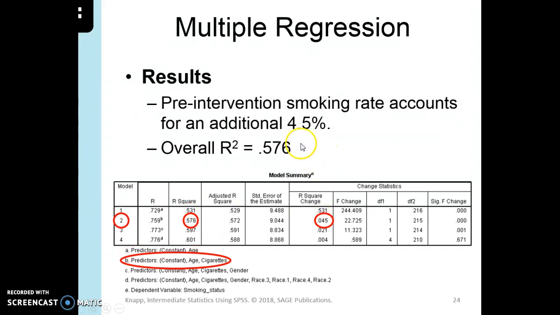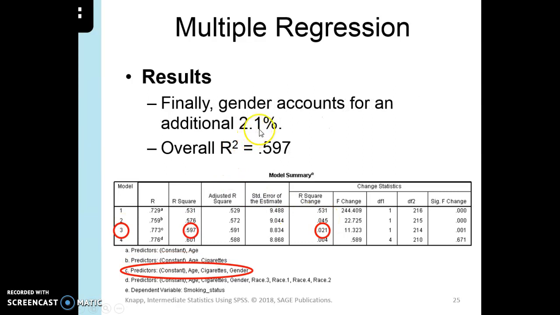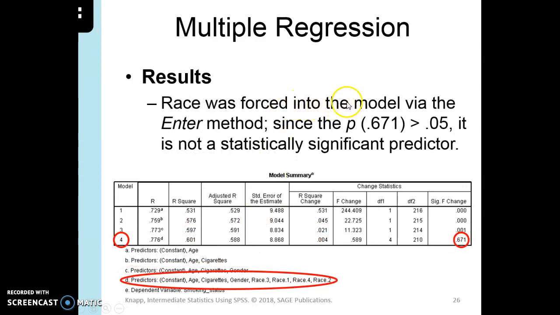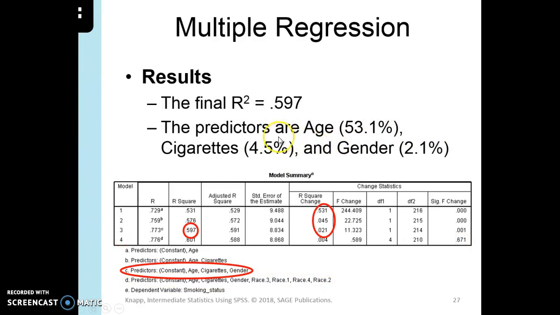The pre-intervention smoking was at 4.5% responsibility for what's going on in smoking cessation, and gender 2.1%. And as I said, the 0.04, we're not going to worry about it because it's not statistically significant. Race was forced into the model by the enter method. Since p was 0.671, greater than 0.05, it is not statistically significant, so we're not going to use it. The final R squared for this whole setup is, these are cumulative R squares. As you go along, they accumulate. And so it's 0.597, so you have to stop here because this last one was not significant.